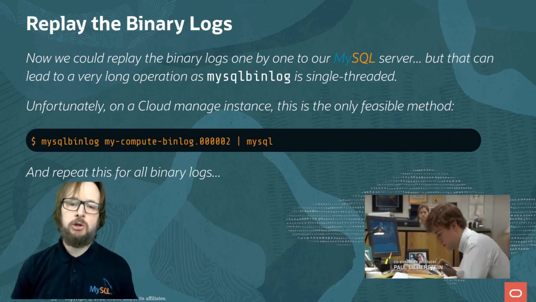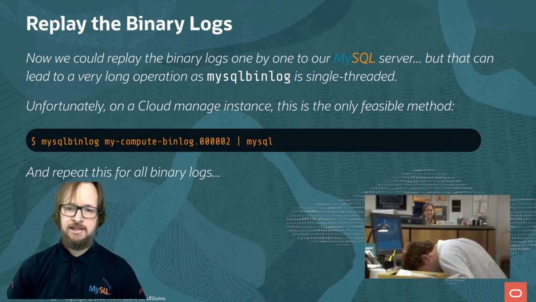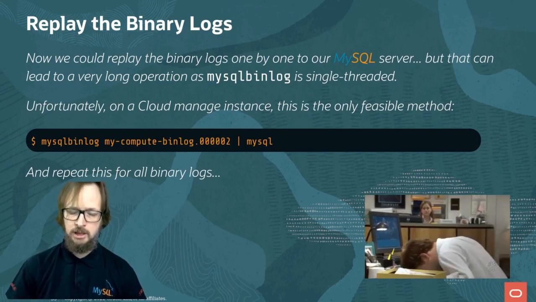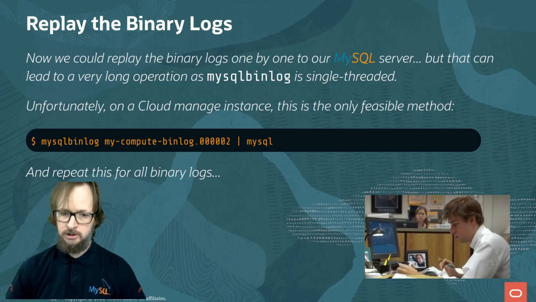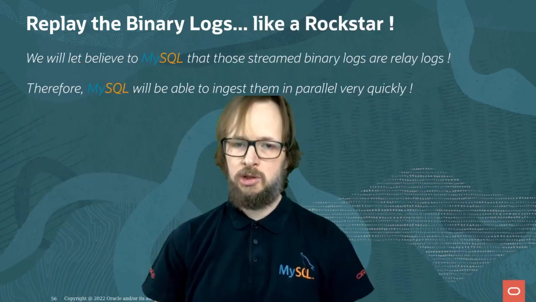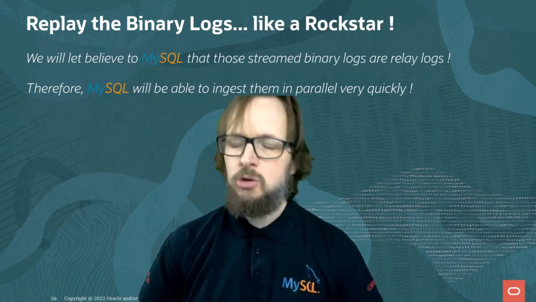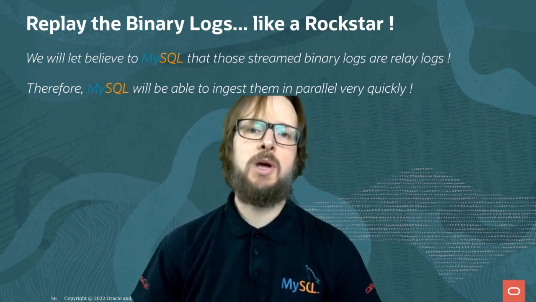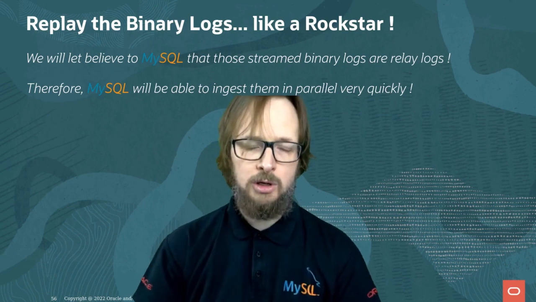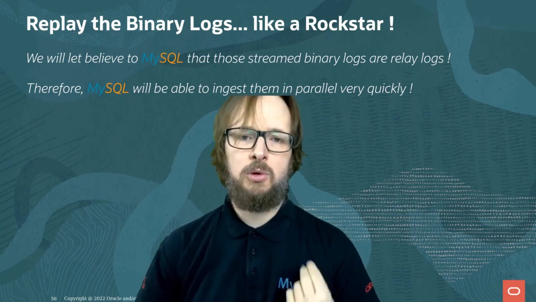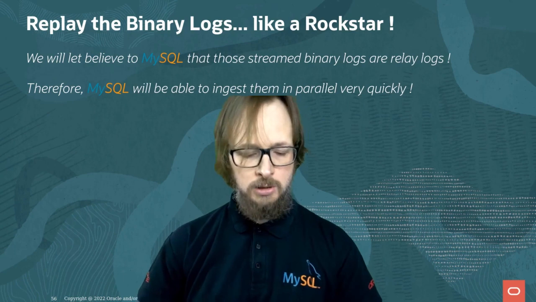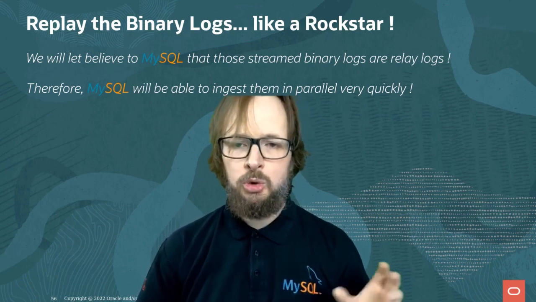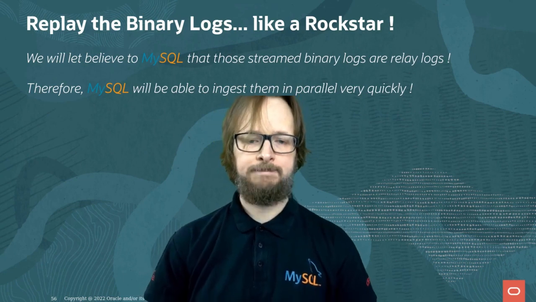So unfortunately, on a cloud managed instance, this is the only feasible method to replay the binary logs, and repeat that for all the binary logs. But we are not using a cloud instance here, so we can do it like a Rockstar. We will make MySQL believe that those streamed binary logs we're going to use are in fact relay logs. And so the applier threads, the workers here, will be able to do it in parallel, right?